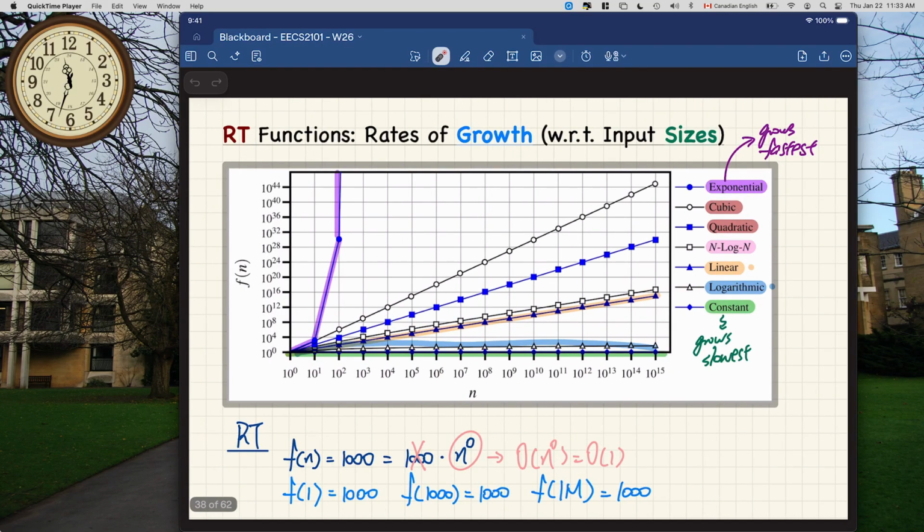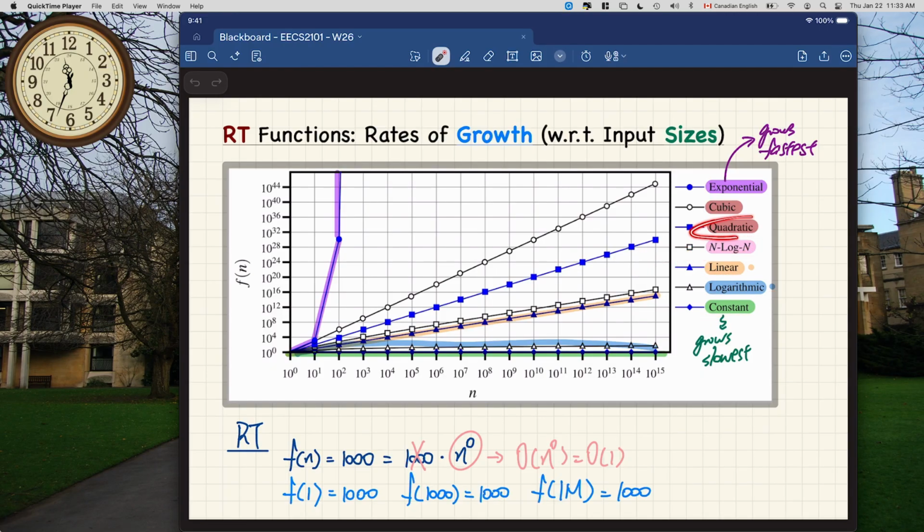And those are the common classes of running time functions: constant, logarithmic, linear, and n log n. We'll definitely see n log n, not just yet, when we talk about sorting algorithms, which is quite interesting. We're going to talk about merge sort and quick sort in this course. You're going to see why the running time ends up being n log n. It's very interesting to see.